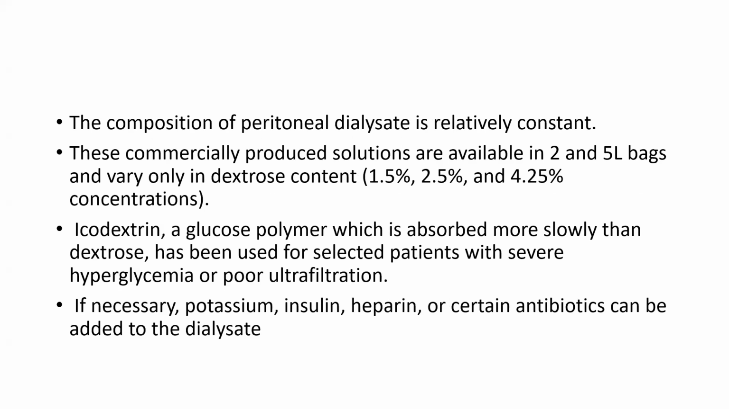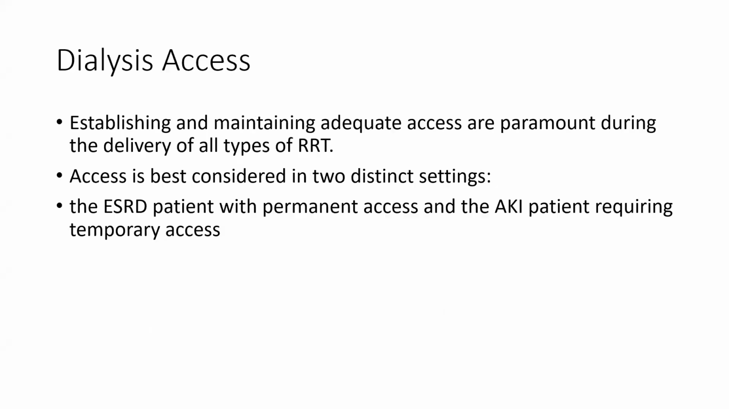The composition for peritoneal dialysis is relatively constant. These commercially produced solutions are available in 2 and 5 liter bags and vary only in dextrose content: 1.5%, 2.5%, and 4.25% concentrations. Icodextrin, a glucose polymer which is absorbed more slowly than dextrose, has been used for selected patients with severe hyperglycemia and poor ultrafiltration. If necessary, potassium, insulin, heparin, and certain antibiotics can be added to the dialysate.